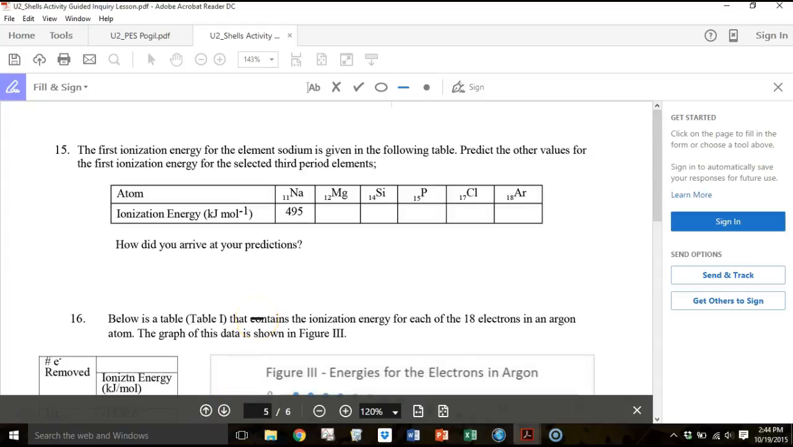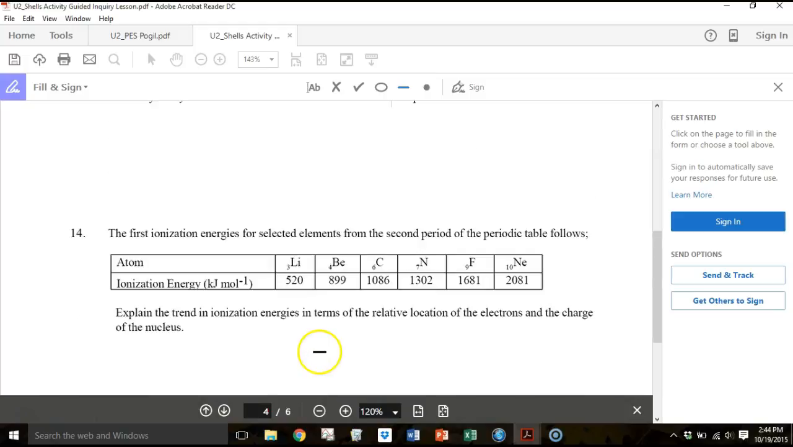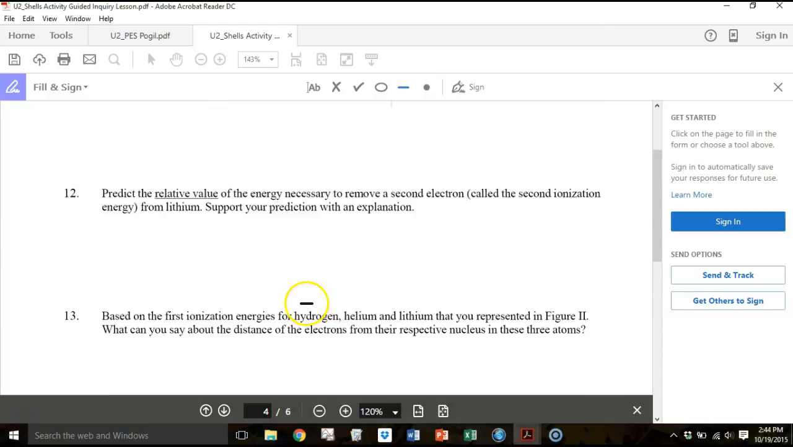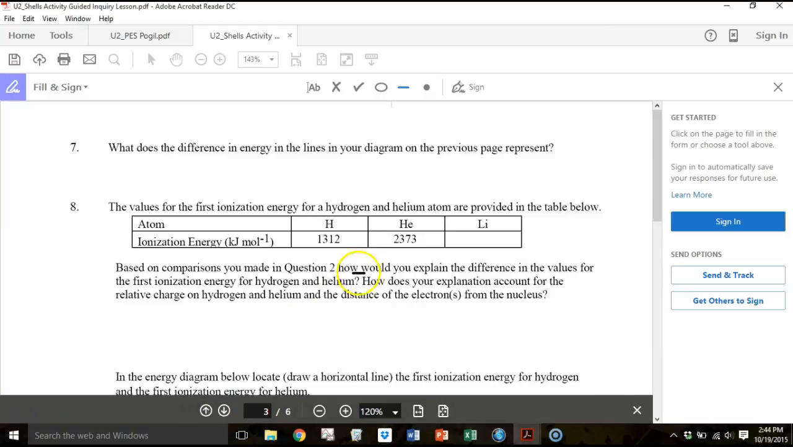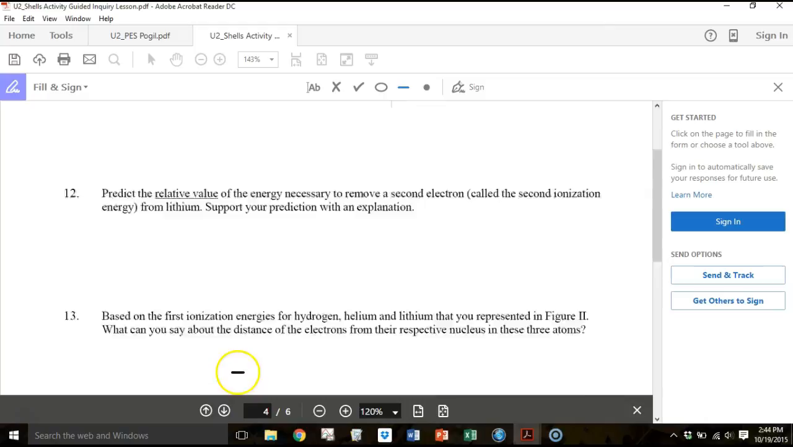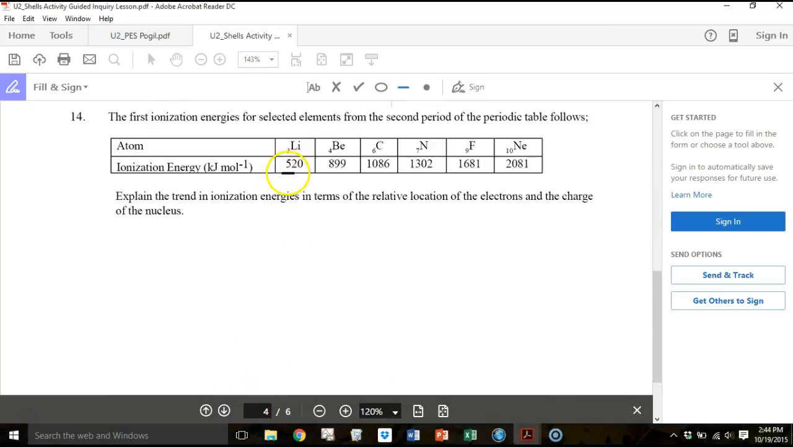Okay, so making predictions. Well, let's see. What should we have predicted? Well, here's the pattern. So it's increasing left to right. Notice that when we compare to the previous period, so this was 13, 12, 23. So hydrogen, notice lithium's right underneath it. So let's look at lithium. Lithium's 520. So we went from 1300 to 500.